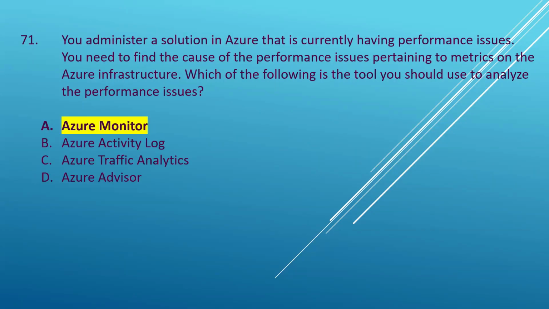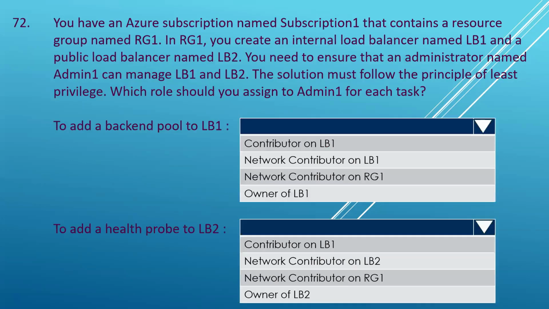Next question. You have an Azure subscription named Subscription 1 that contains a resource group named RG1. In RG1, you create an internal load balancer named LB1 and a public load balancer named LB2. You need to ensure that an administrator named Admin1 can manage both the load balancers LB1 and LB2. The solution must follow the principle of least privilege. Which role should you assign to Admin1 for each task?